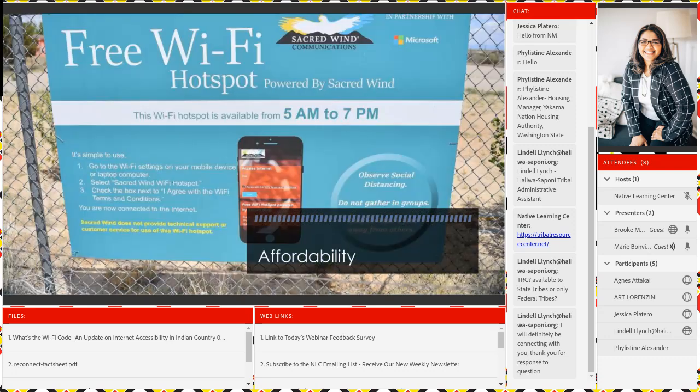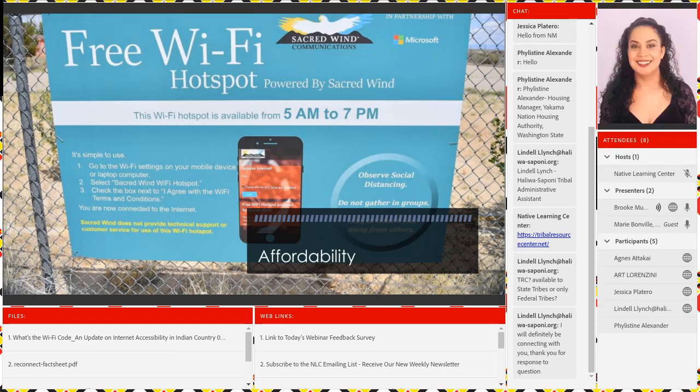So the next question that we have is in regards to affordability. I don't even know where to start, because affordability is such a big mountain to climb, but I'll just let you talk about it from your perspective. I think everyone in the room knows, just say the word inflation and we know our NAHASDA dollars only go so far, as far as we need to go.